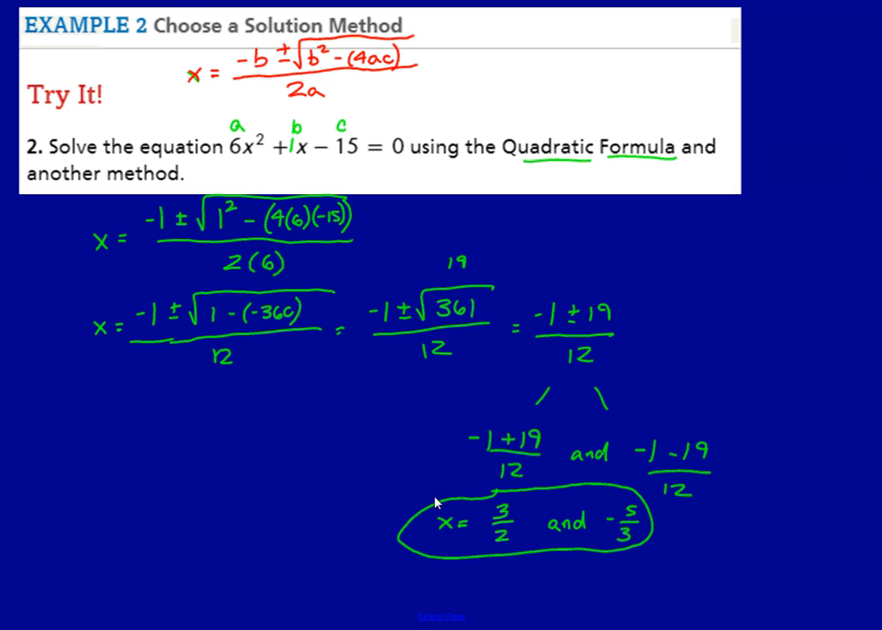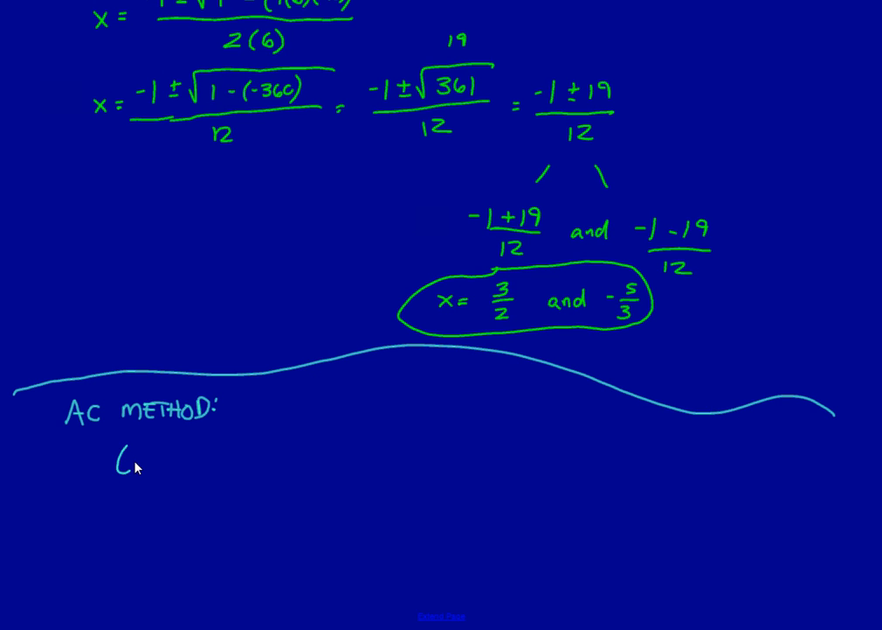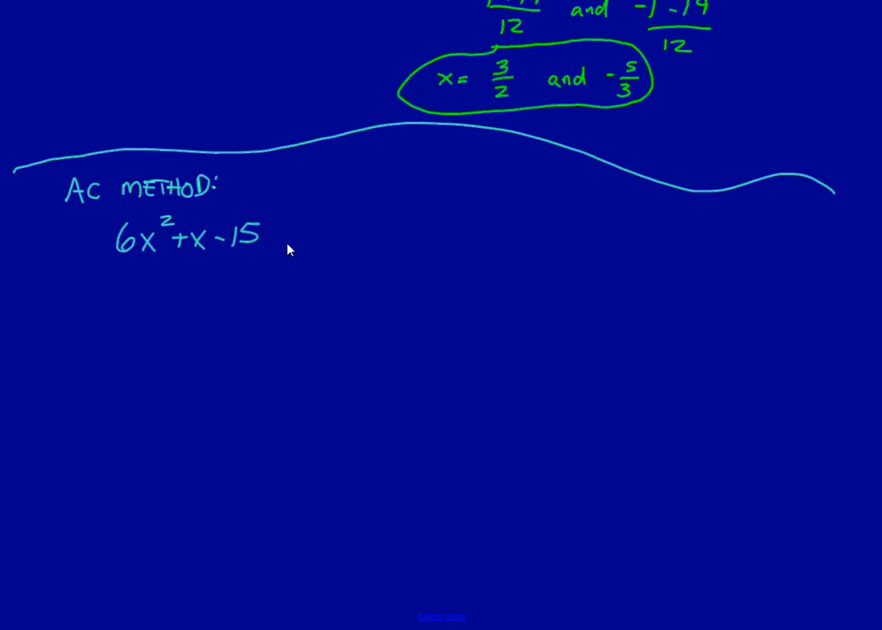Now, maybe, just maybe, we could do this another way. This is the quadratic formula way. Let's do this using the AC method, or the slide and divide method, because it says do it a second way. If we do that, let me rewrite it. 6x squared plus x minus 15 equals 0. So I'm going to do AC. I'm going to go 6 times a negative 15 and get x squared plus x, and 6 times a negative 15 is a negative 90, minus 90 equals 0.